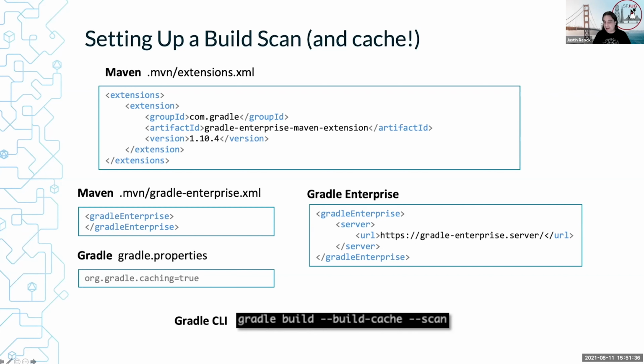From the Gradle CLI, if you're just running gradle build from the CLI, I'm running gradle build --build-cache if you want to turn on caching on the command line, and --scan if you want to run the scan from the command line. All right.